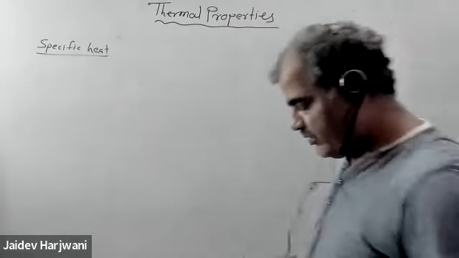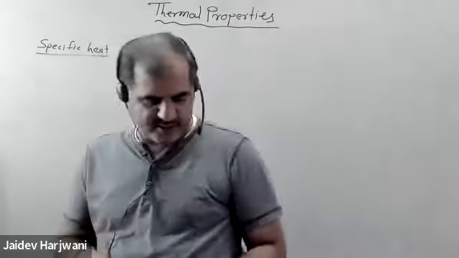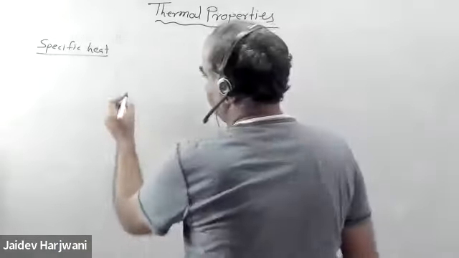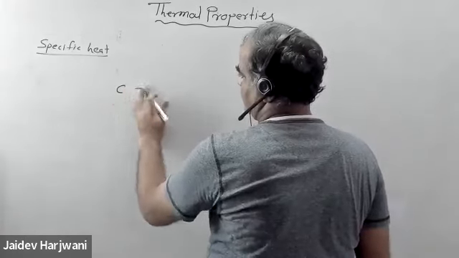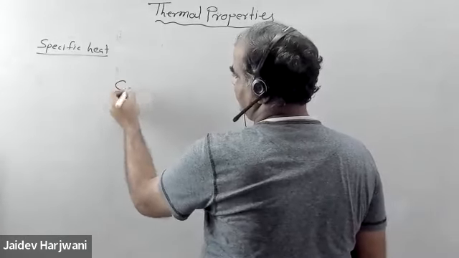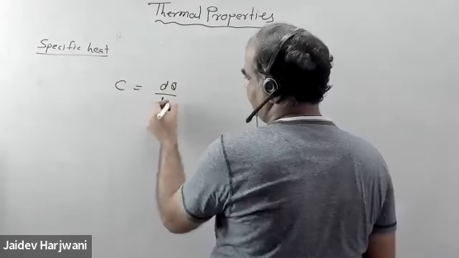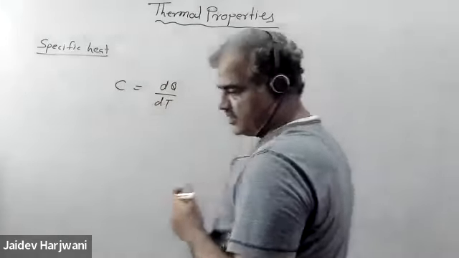So what do you mean? All of you know what is specific heat? So if I write C, C is the symbol of specific heat, and I write dQ by dT. dQ is the heat and T is the temperature.